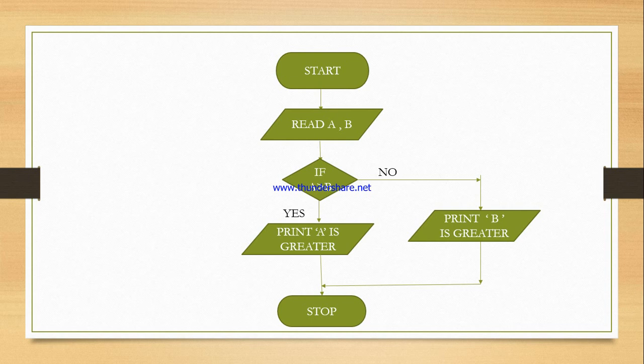If A is greater than B, the answer will be either yes or no. There will be two decisions, either yes or no. If A is really greater than B, then yes: print A is greater, and it will stop. It will just show you A is greater and stop. But if no happens, what happens? Then B is greater is printed, and then stop. So either this part of the flowchart will be processed or that part of the flowchart will be processed. So a decision box is needed where we need to take some decision, either yes or no.